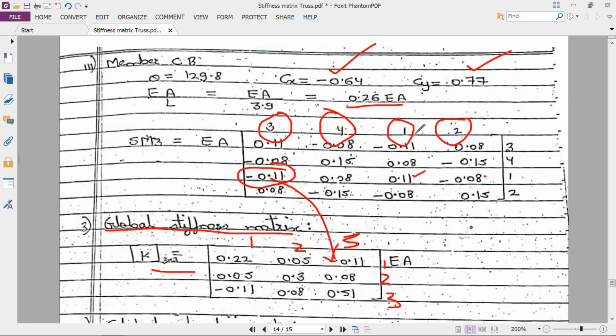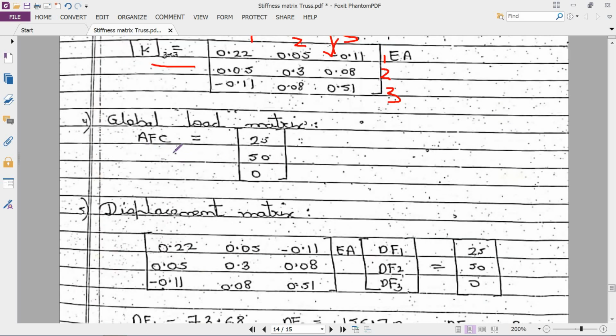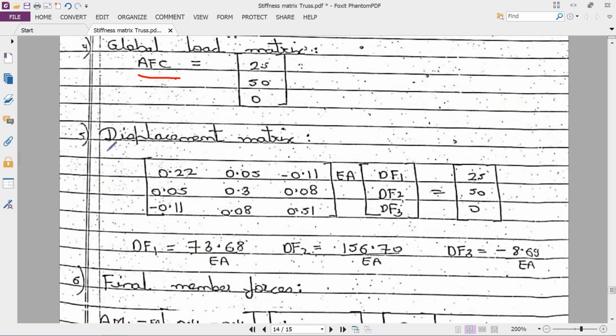So AFC, that is the action of the force at the coordinate, will be equal to 25, 50 and 0. Okay, so this will be AFC. The meaning of AFC is the action of the force at particular coordinates. Okay, then the next step is the calculation of the displacement matrix.